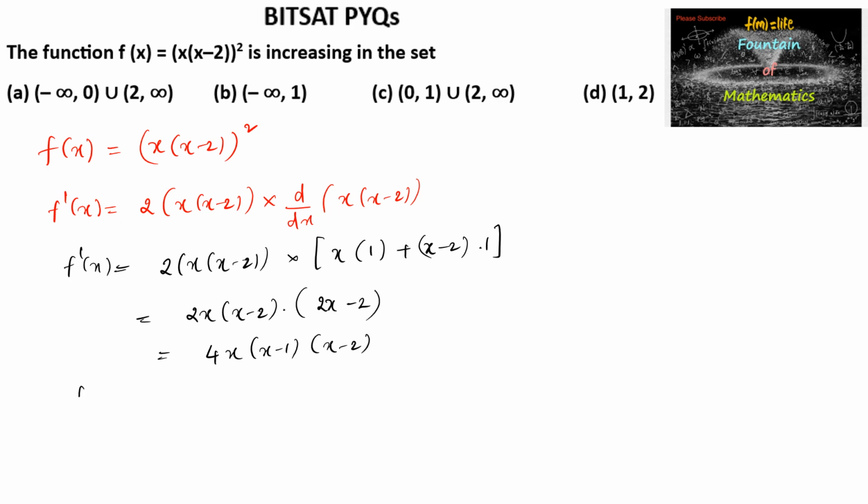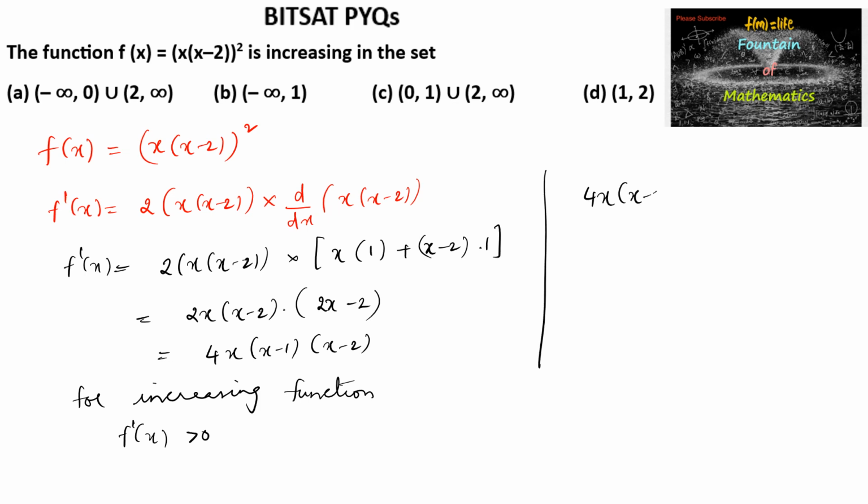For an increasing function, we need to consider f dash of x is greater than 0. So we can say 4x into (x minus 1) into (x minus 2) is greater than 0. Let's find the critical points. So we have 4x, x is equal to 0, and x minus 1, that is x is equal to 1, and x is equal to 2.